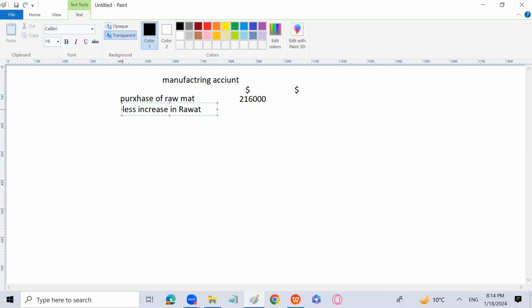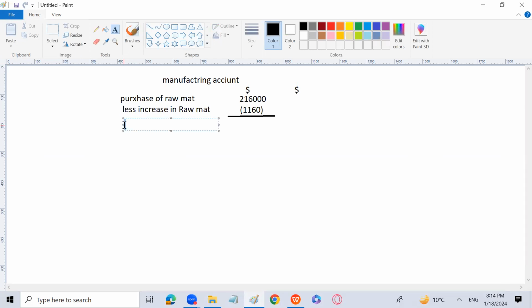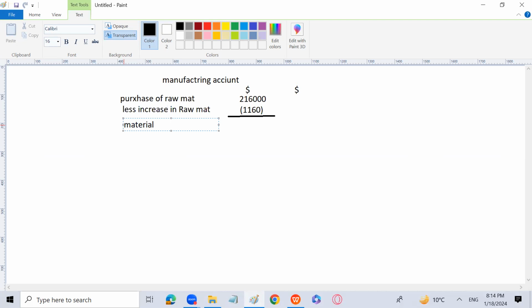Write direct material or raw material, it doesn't make any difference. And that is 1160. Can you subtract it so that we may get the answer? Please do it. So the answer is going to be material used, or you may say material consumed or put in process. 214,840 is the answer. I believe that you may calculate it also.